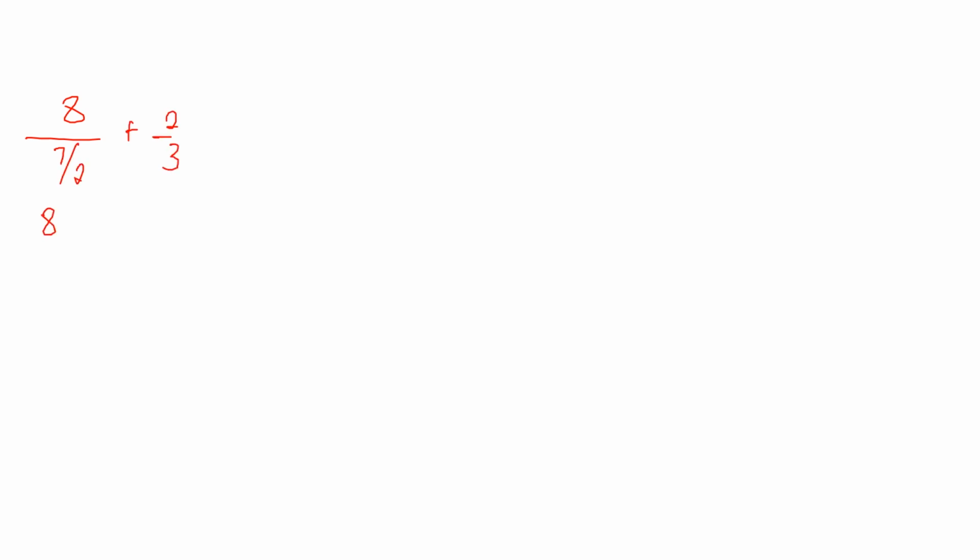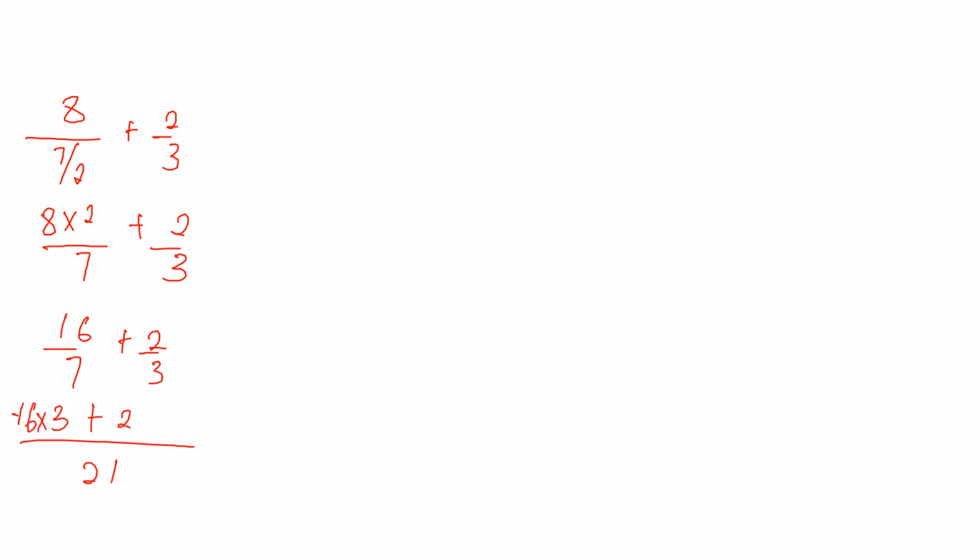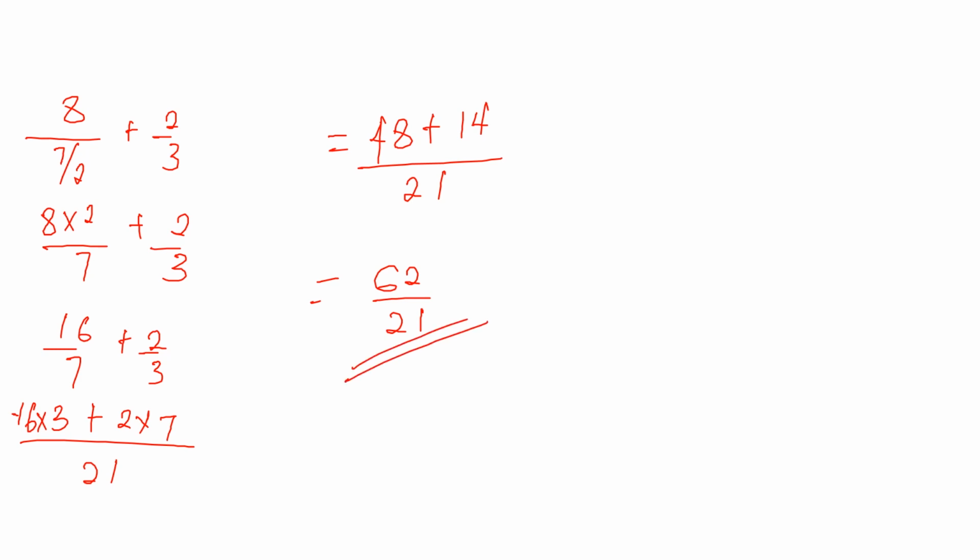So this is also the same thing as 2 over 7 plus 2 over 3. Then you have 16 over 7 plus 2 over 3. Then at this point you can find the LCM. So the LCM is 21. So it's going to be 16 multiplied by 3 plus 2 multiplied by 7, which gives you 48 plus 14 over 21. Then you have 62 over 21. So, and that is the answer.